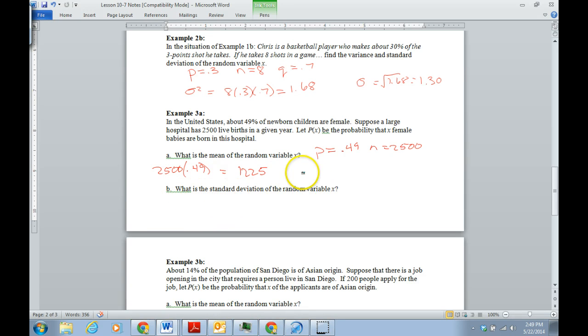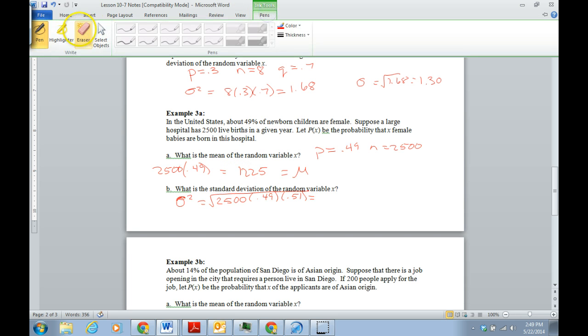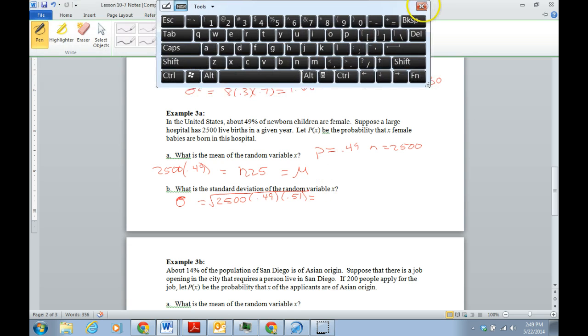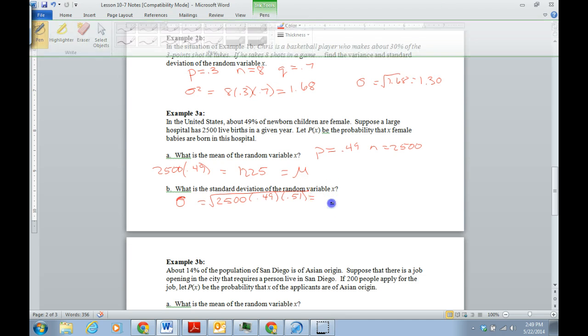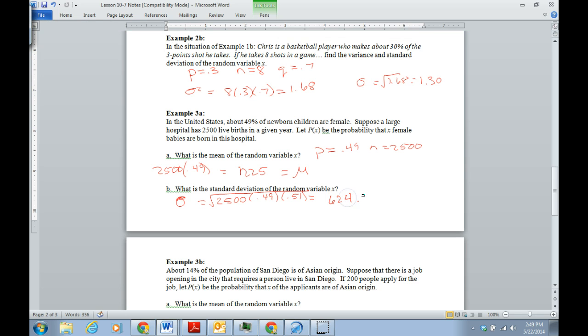What is the standard deviation of this? Well, not yet. No, this is the mu, remember? So it'll be 2,500 again times 0.49 times what? 0.51. Okay, so the variance ends up being 624.75, and we need to take the square root of this in order to find the standard deviation, right?